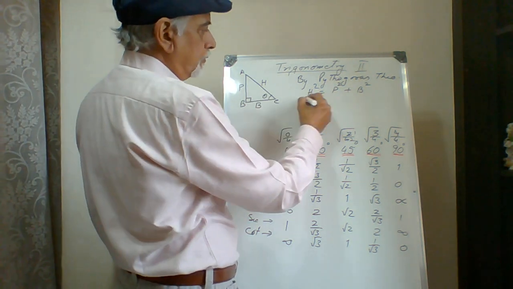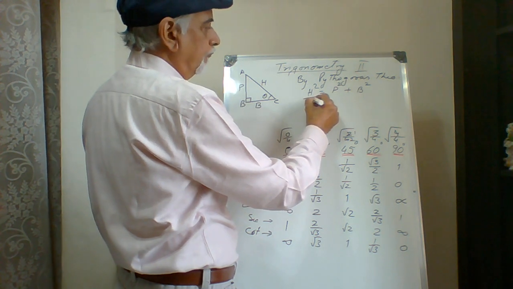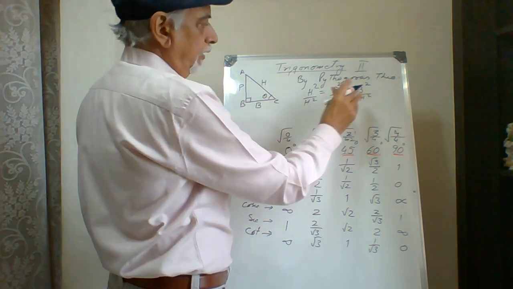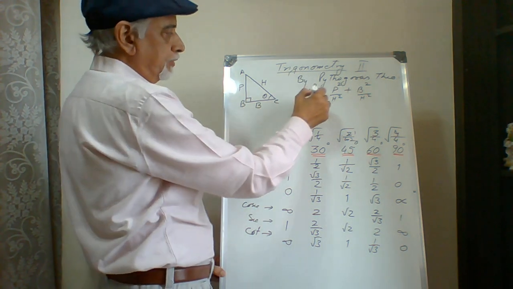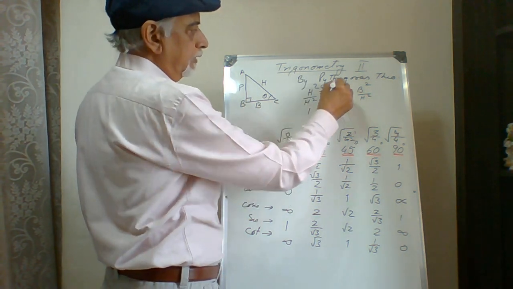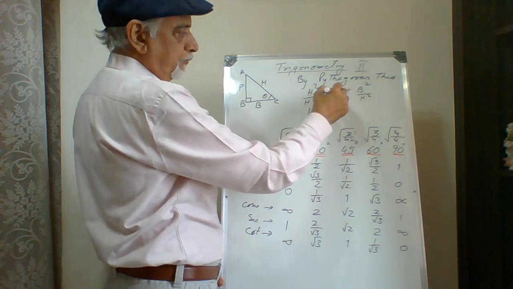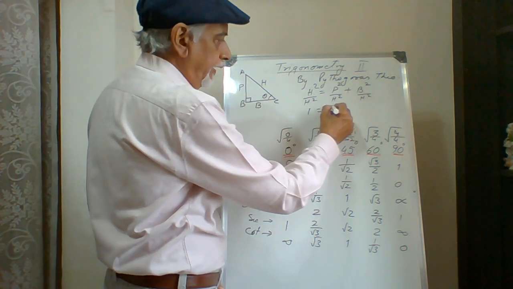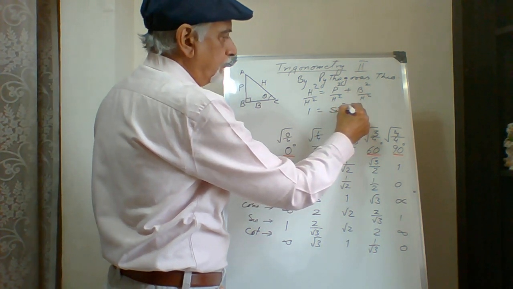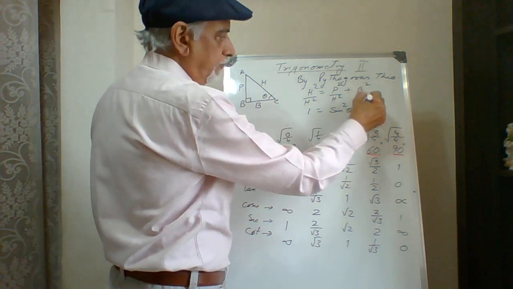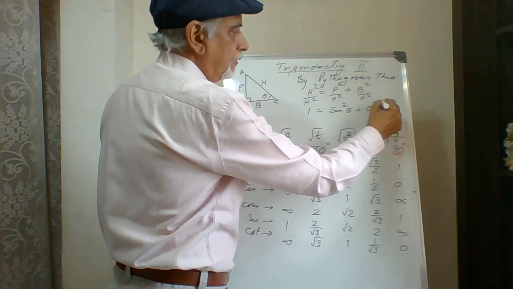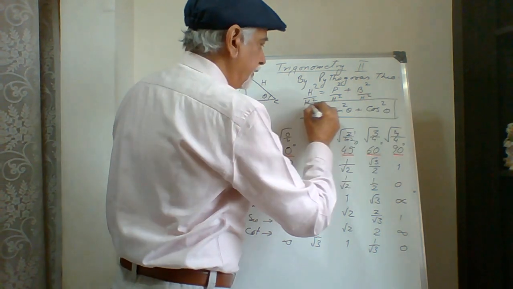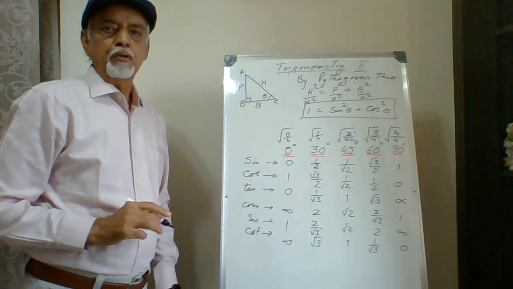Now if I divide both sides by H square, what happens? Nothing will change. This ratio will become 1. This P by H whole square, just before you saw, is called sine. So sine square theta plus B by H is called cos, so cos square theta.